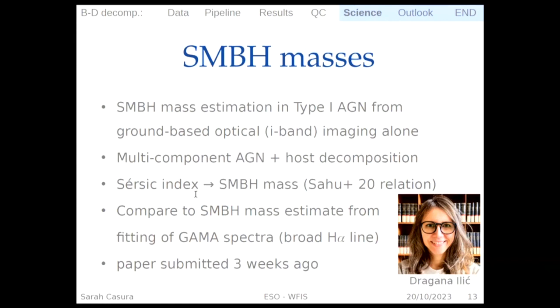And so I try to do this by multi-component AGN plus host decomposition, then converting the Sersic index to a supermassive black hole mass according to this relation that was calibrated on higher resolution space-based HST data. And well, it sort of works, not quite as well as we would have hoped, because we're really pushing the resolution limit here. But we compare this to a supermassive black hole estimate obtained from the GAMA spectra. That's why I put Dragana's image here, because it was in close collaboration with Dragana, who was a visiting professor at Hamburg for the last 3 years. And this is just a paper we submitted some 3 weeks ago.